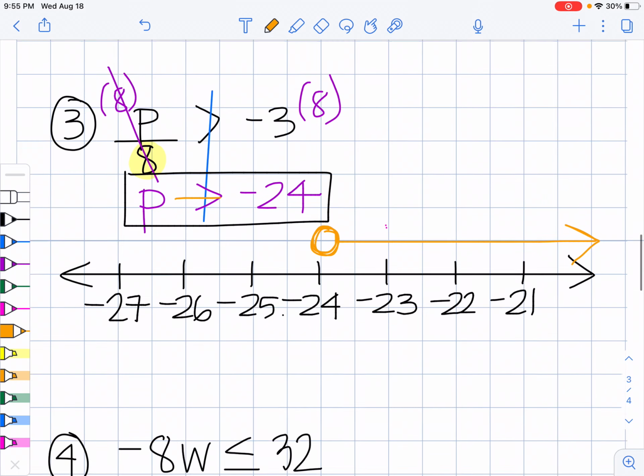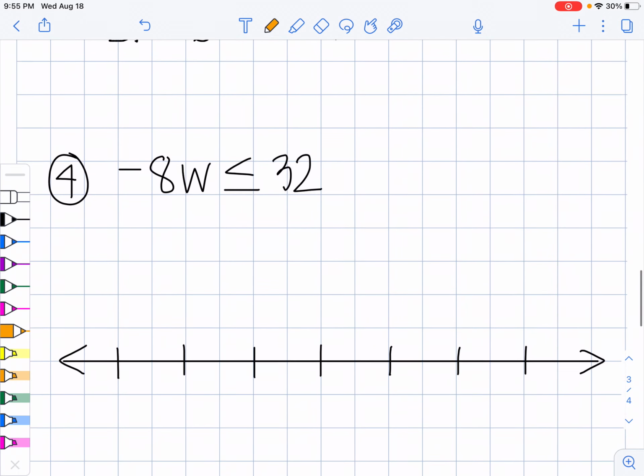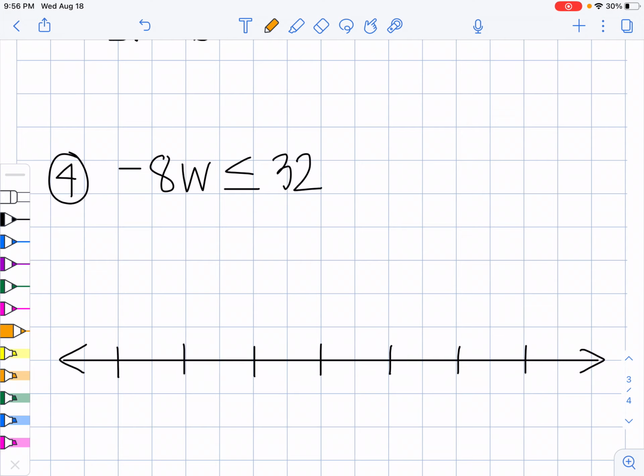Okay, and last but not least, we got one more to practice. Negative 8w is less than or equal to 32. I'm going to draw my line down my inequality. So whatever I do to one side, I do to the other. Okay, this says negative 8 times w. I have to get rid of this negative 8. So because this says negative 8 times w, what undoes times or multiplication? Dividing. So I'm going to divide both sides by negative 8.